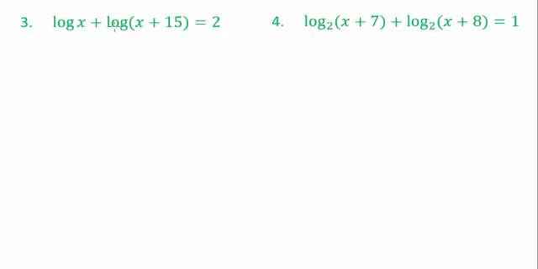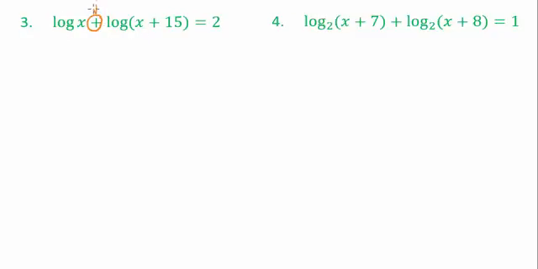Now the difference is, in the first problem we had just one log term. In this problem, and with number 4 also, we have 2 log terms. So what we need to do first is take our properties and figure out a way to condense these down to a single logarithmic term. So we have 2 logarithmic terms.